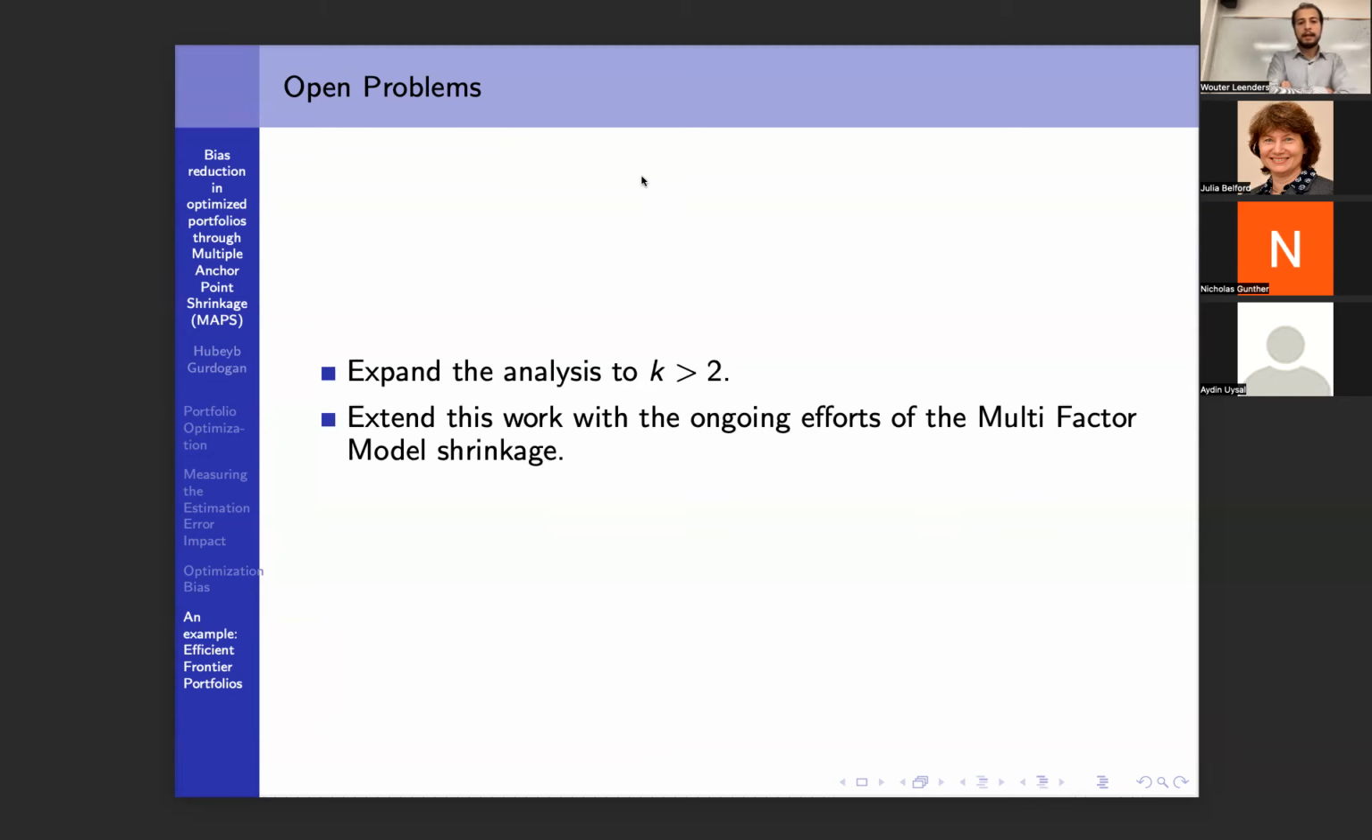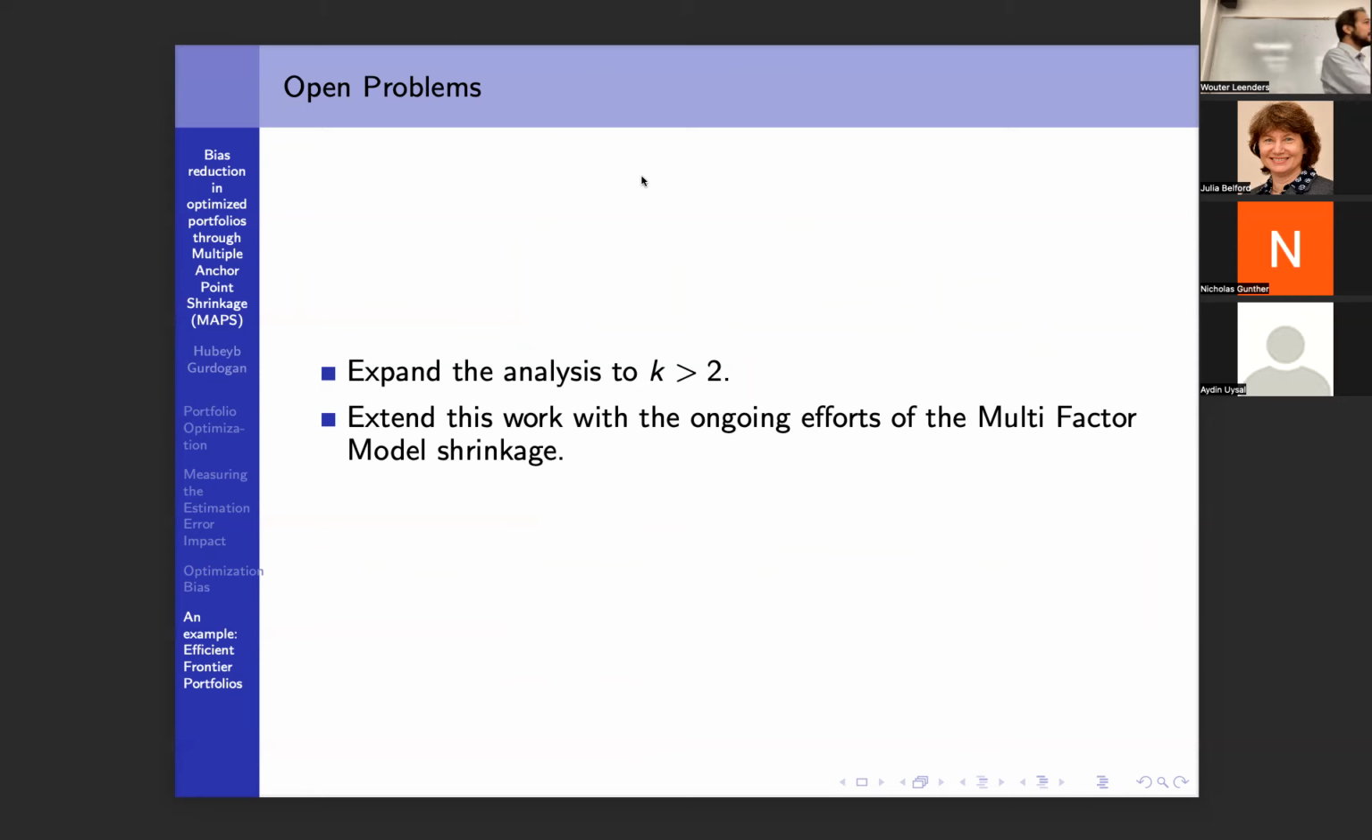I'd also like to extend this work with the ongoing efforts on multi-factor model shrinkage. This is the ultimate project that is in my mind. You consider a multiple factor model structure, which means you're considering more than one B to estimate and more than one constraint to optimize the portfolio. So I'd like to merge these two fields together and extend the work. That is what is in my mind, and I'm open to questions if you have any.